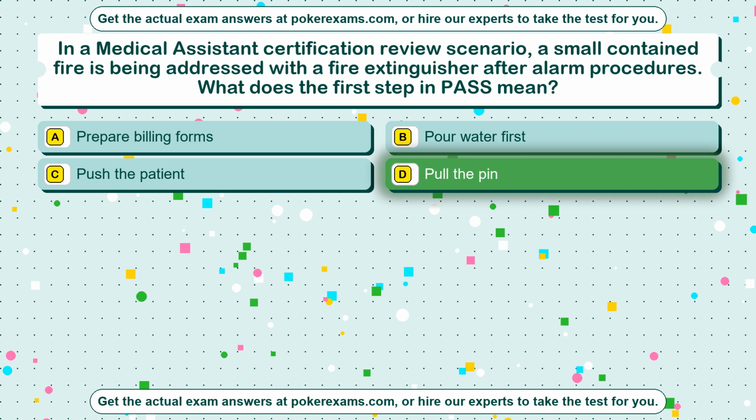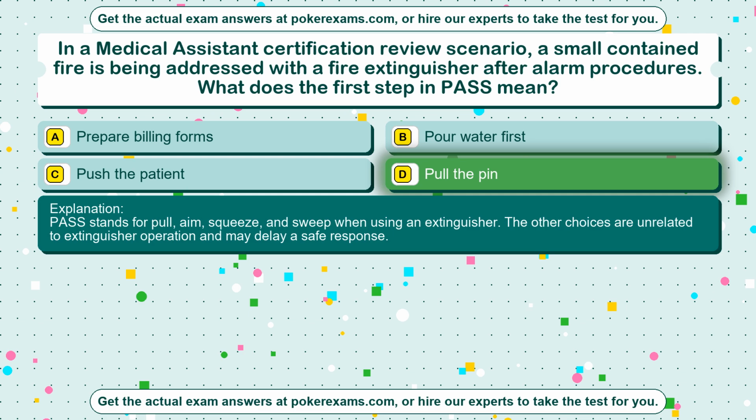The correct answer is option D. Pull the pin. PASS stands for pull, aim, squeeze, and sweep when using an extinguisher. The other choices are unrelated to extinguisher operation and may delay a safe response.